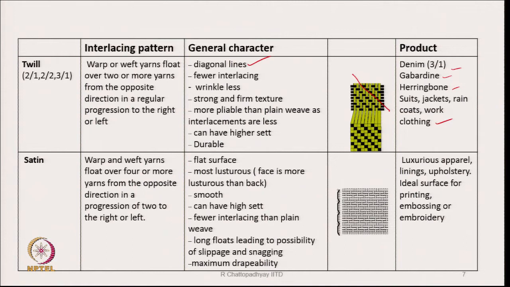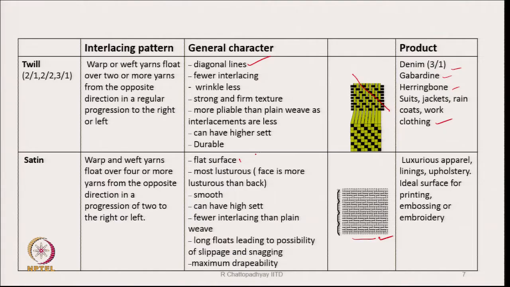Then comes satin weave. It can have warp and weft yarns that float over 4 or more yarns from the opposite direction. If you see the image, we see that long floats are there. That means the total number of interlacements per unit area will be much less in this case. So, it generally creates a flat surface because it has long floats. In this diagram, it shows long weft floats.